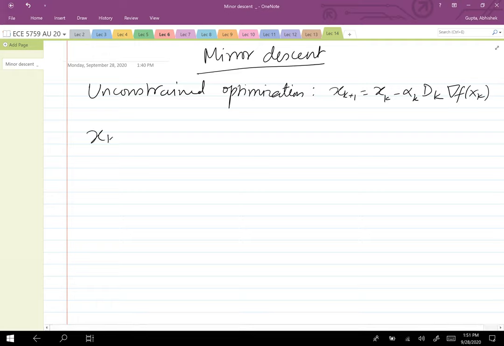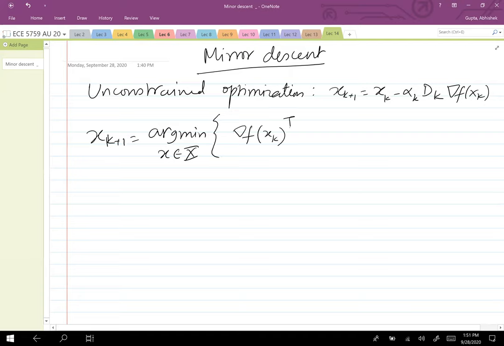x_{k+1} equals argmin over x in capital X. So capital X is the set over which we are trying to minimize the function. Gradient of f(x_k) transpose (x minus x_k) plus 1 over 2 alpha_k (x minus x_k) transpose H_k (x minus x_k).